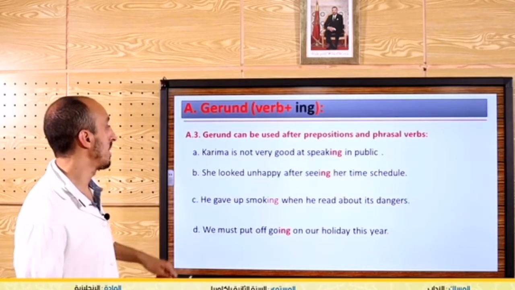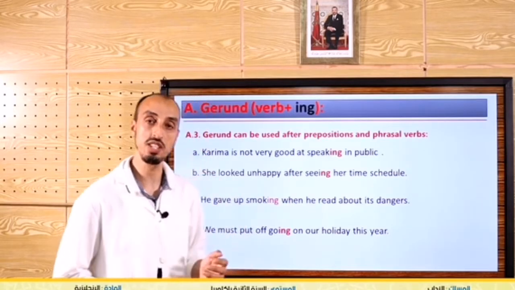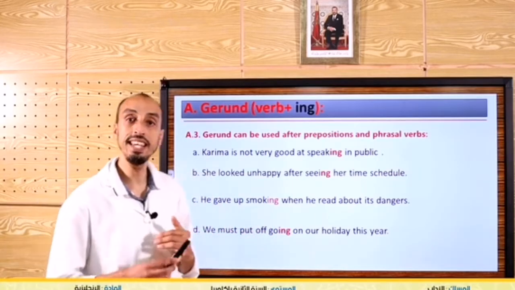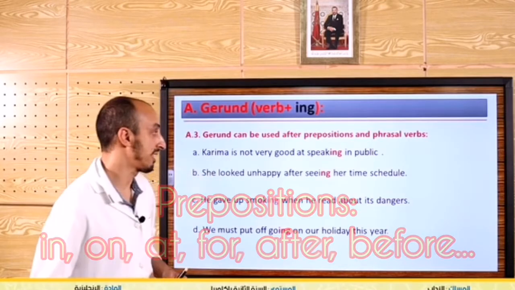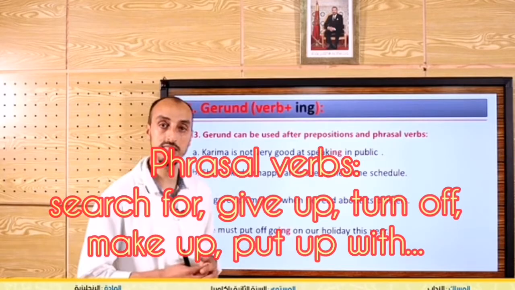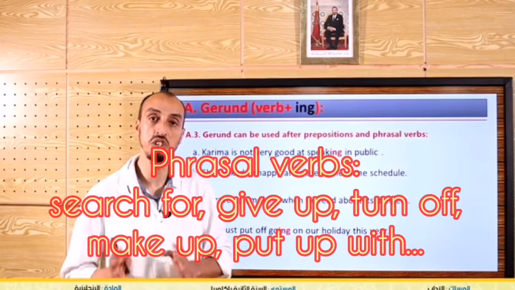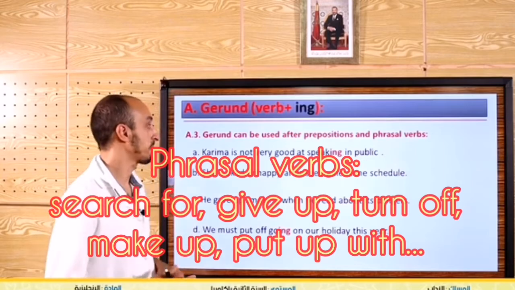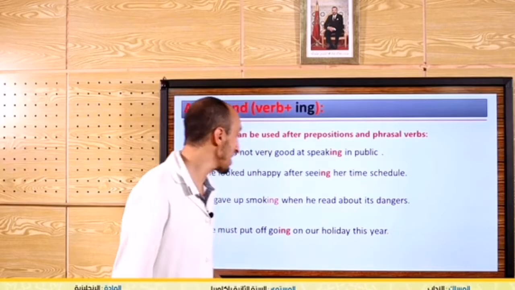Now let's move to other examples. Gerund can be used after prepositions. What are prepositions? You studied prepositions before. They are in, at, on, for, next, after, before, etc. Phrasal verbs. Phrasal verb is a verb followed by a particle on, at, for, etc. For example, search for, give up, turn down, etc. So, gerund can be used after prepositions or phrasal verbs.